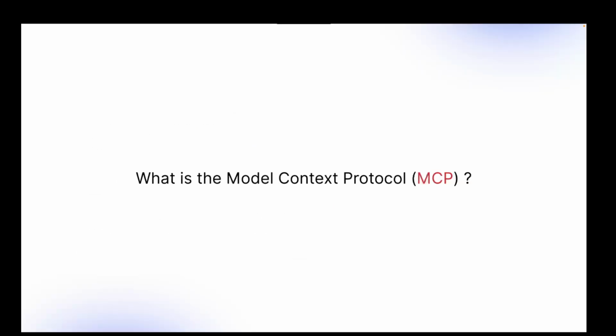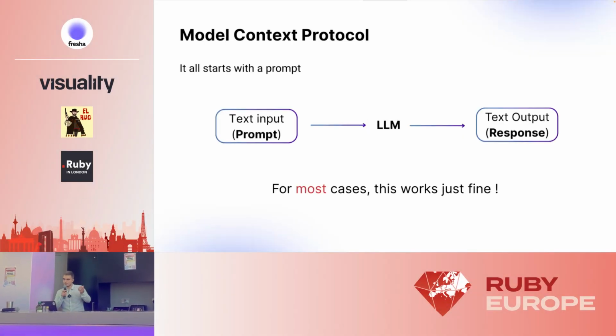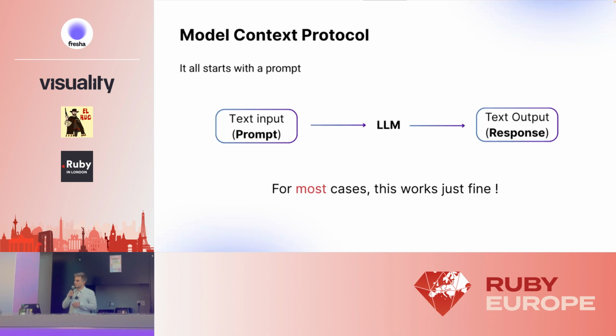So let's start first with what is the Model Context Protocol, also called MCP. Well, basically, as Pavel just showed you, you have a text input, which is called a prompt. You give it to an LLM. That LLM will process that input and give you back the text output response. And for most cases, this works just fine.